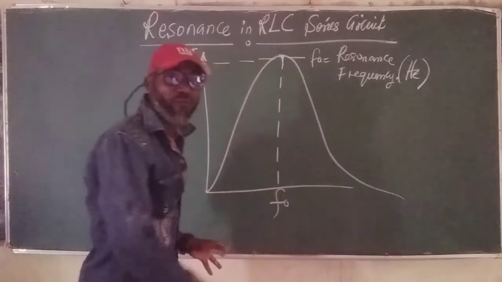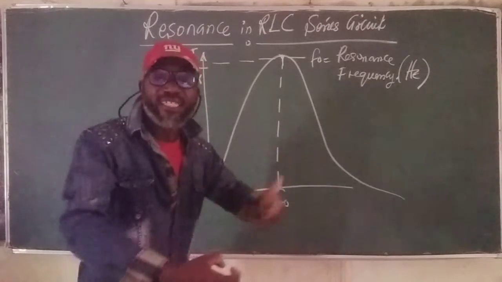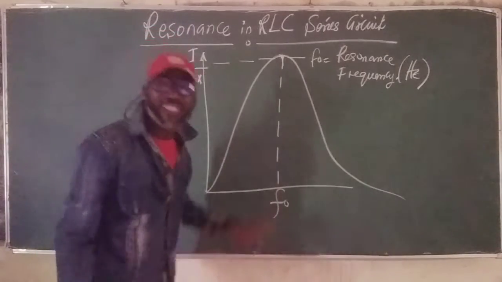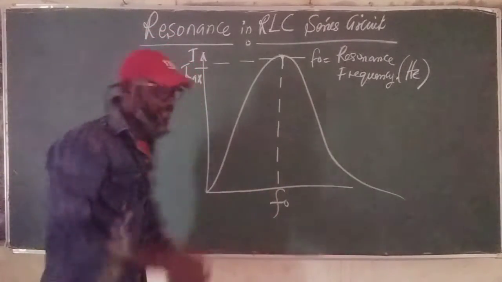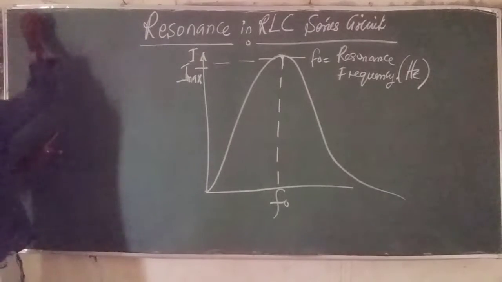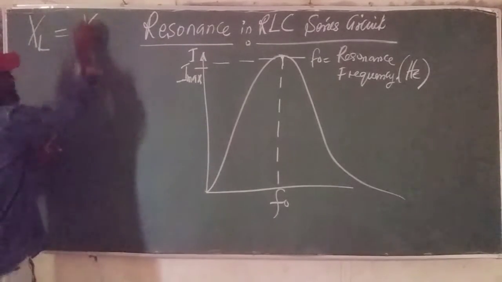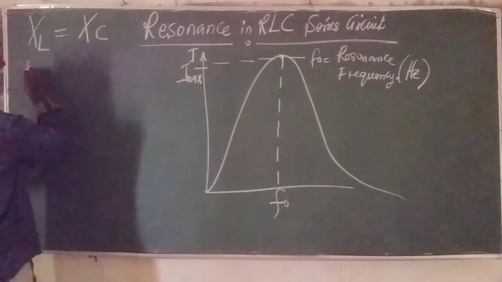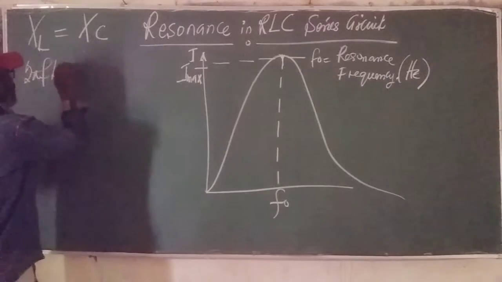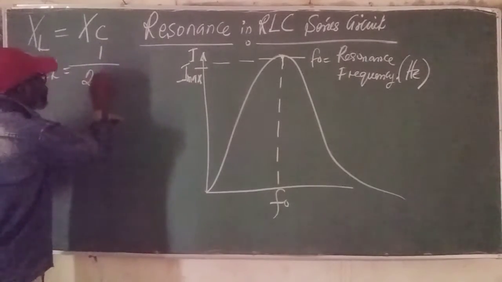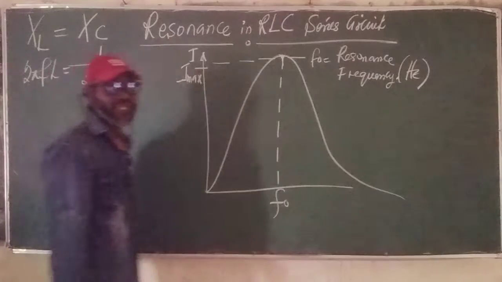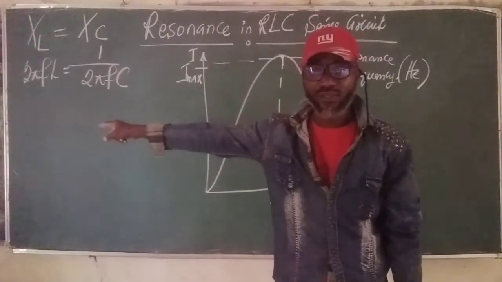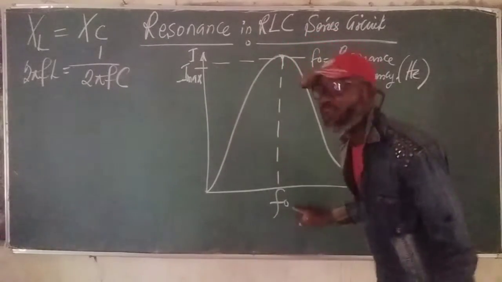Where is this resonance coming from? Interaction between the inductive reactance and the capacitive reactance. That is where the resonance is coming from. So let's see. We have inductive reactance equal to capacitive reactance. If we substitute the values of these respectively, we have 2 pi f L equals 1 over 2 pi f C. Understanding this will help us to know how to evaluate f naught.